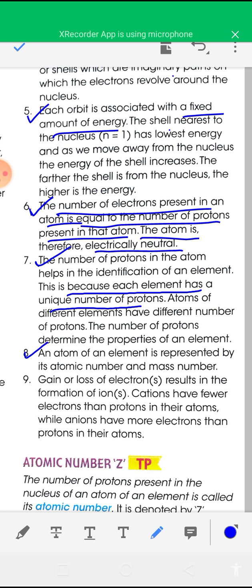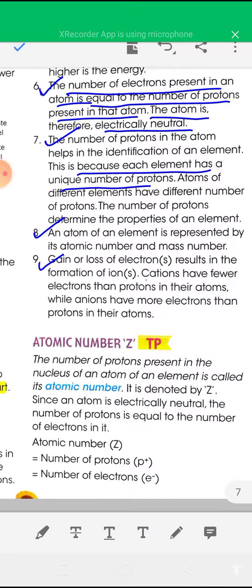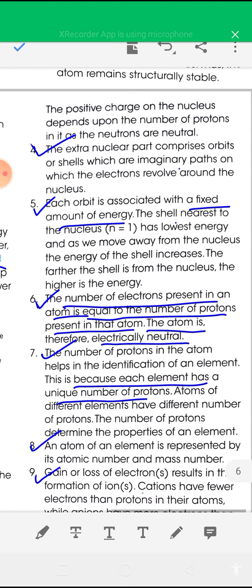And next point, an atom of an element is represented by its atomic number and mass number. Next I will tell what is atomic number, what is mass number. And gain or loss of electrons results in the formation of ions. Okay, when an element loses electrons, you will get cations, and if an element accepts electrons, you will get anions. So cations have fewer electrons than protons in their atoms, while anions have more electrons than protons in their atoms. Okay, so next day I will discuss the atomic number and mass number.